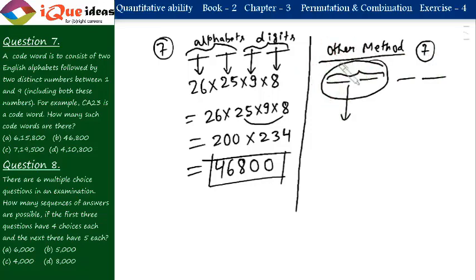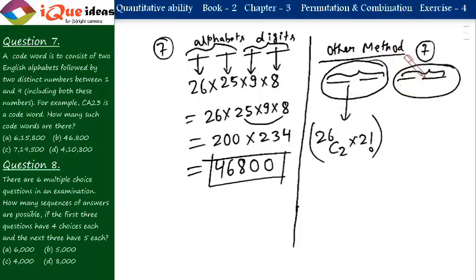Now, for the alphabets, how many alphabets are available? There are total 26 available. Select two of them, so 26C2, and then arrange those two in these two places. Alright? Similarly, for these two places, we have to fill by digits only. Now, how many digits are there in all? 9. Select two of them and then arrange those two in those two places. Right? And then multiply the whole thing because we have to fill all four places together. You will get the same answer.